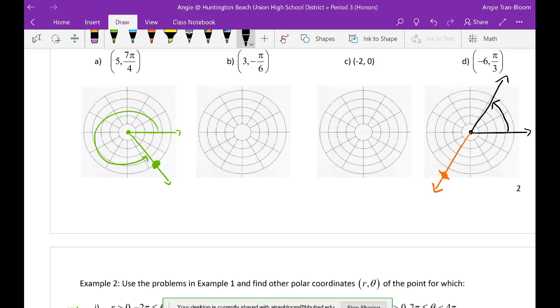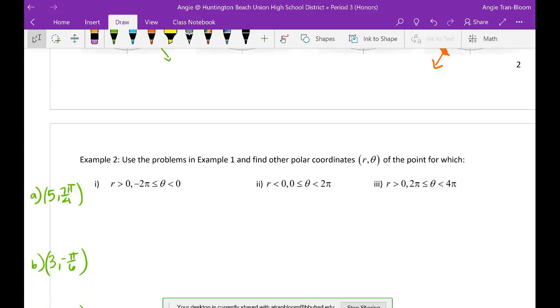Negative pi over 4. Yeah, can I go from here to here? Totally. And if I want a positive radius, the dots have to be right on the ray, right? If it's a negative radius, then it'll be the other way. Okay, so the final answer is, what should we write for the final answer? 5, comma, negative pi over 4.